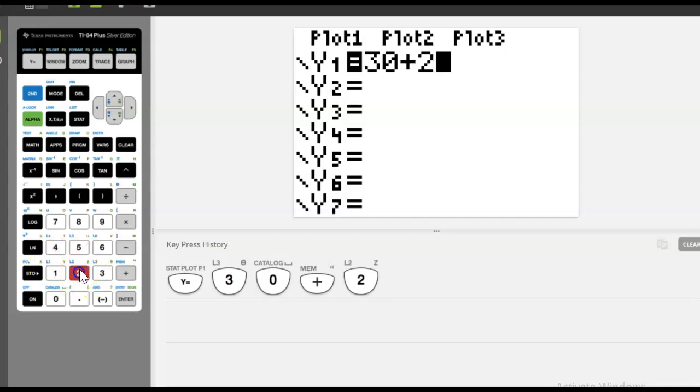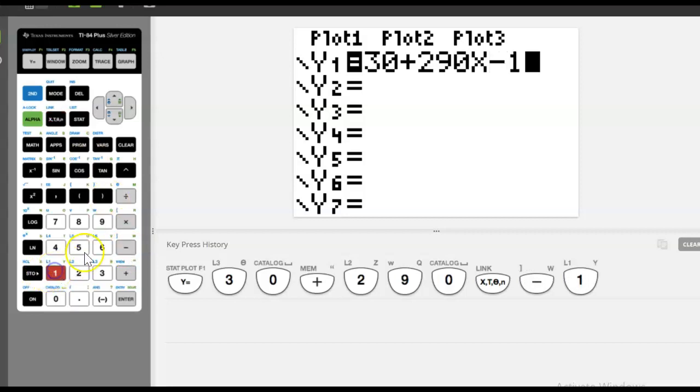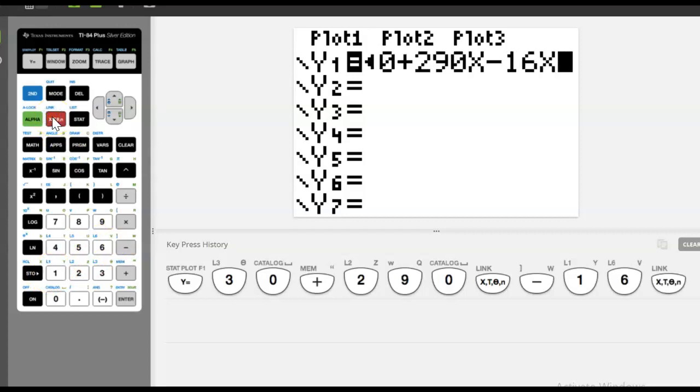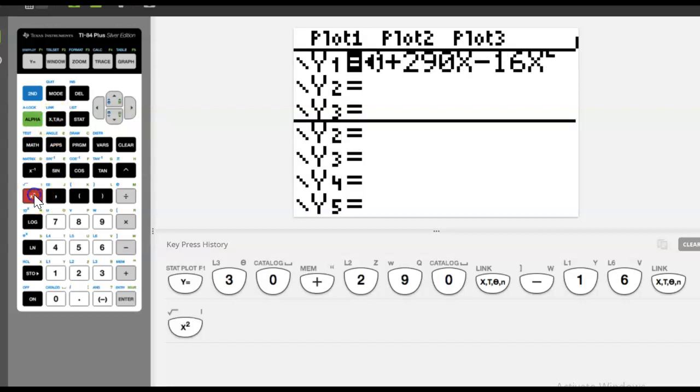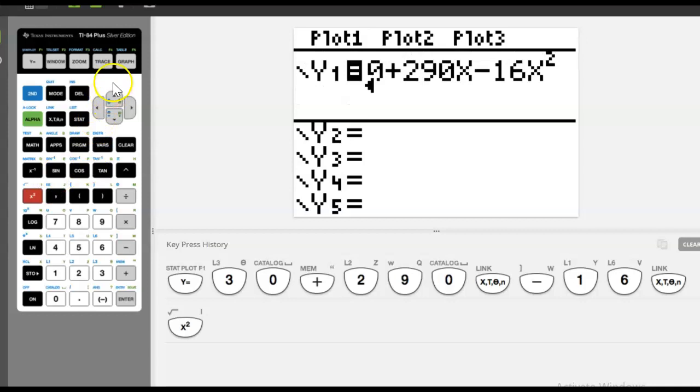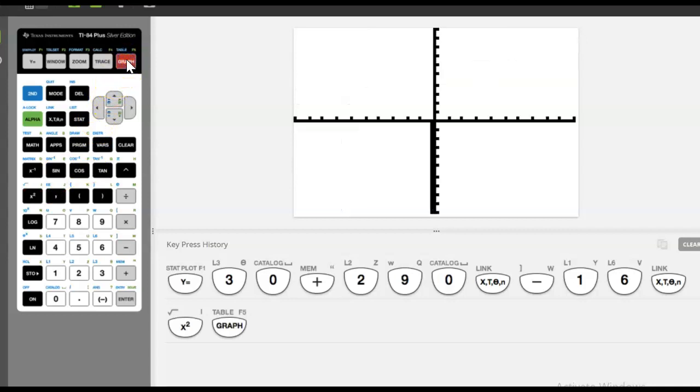Plus 290, and we want to replace the t with the x. The x is to the right of the green alpha key, minus 16x squared. Because again, we're replacing that t with the x. So there's the x, and then for squared, you can just use the x squared button. Now we're going to graph.